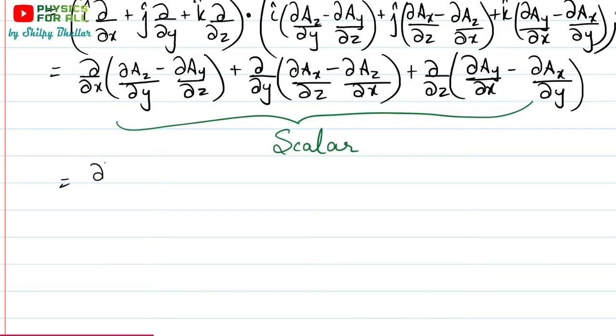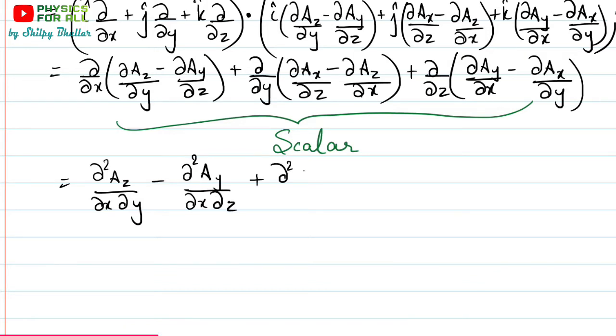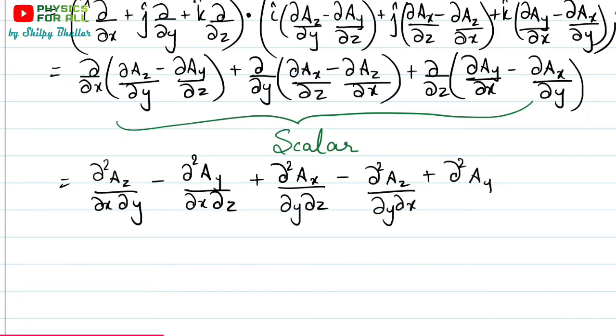So this becomes curly square az upon curly x curly y minus curly square ay upon curly x curly z, then plus curly square ax upon curly y curly z minus curly square az upon curly y curly x, plus curly square ay upon curly z curly x, and then minus curly square ax upon curly z curly y.